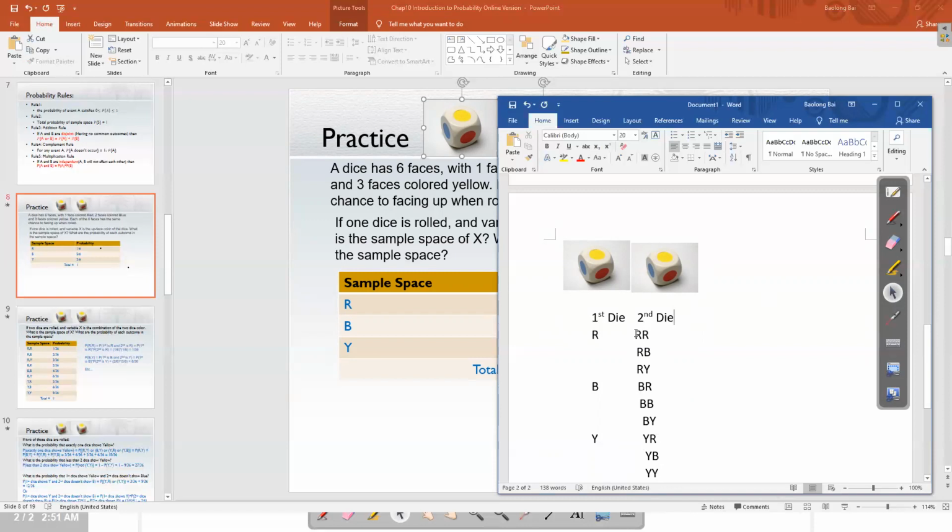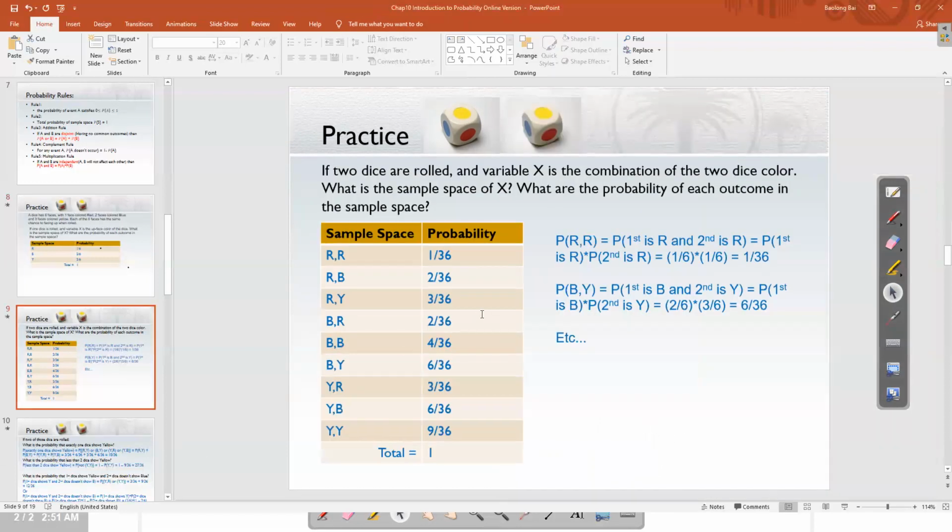If the first 2 dice are red and red, what is the third die? Could be red, could be blue, could be yellow, right? You have another 3 splits for each of the outcomes here. All right. Then the sample space is pretty easy to find.